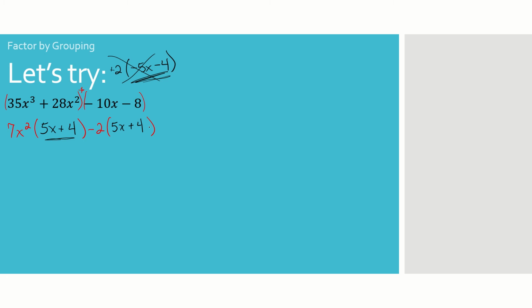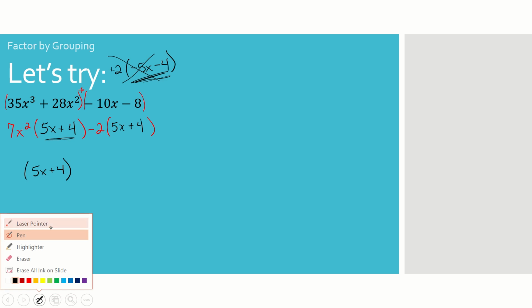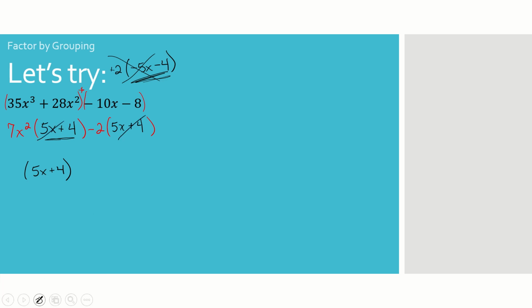So we have 5x plus 4 in both sets of parentheses. We know we're on the right track because they match. So we're going to write that binomial. And then we're going to see what's left over. Outside the parentheses, we have 7x squared minus 2. So we're writing them as their own binomial inside parentheses. And there's our factored answer written as a product of two binomials.